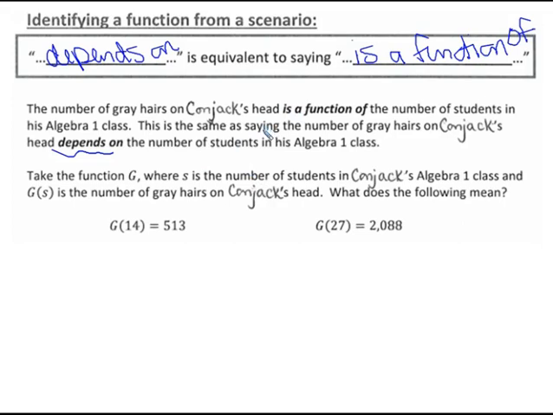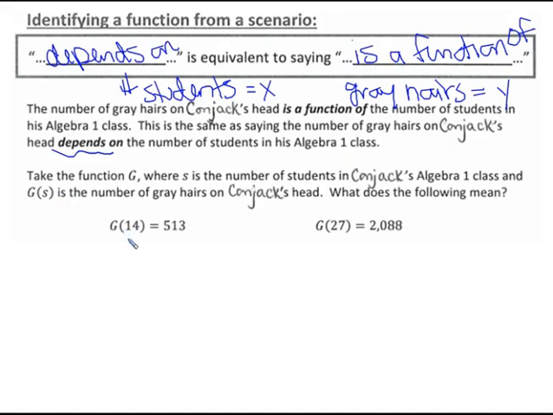So in this scenario, we really have an idea about what is the independent variable and what is the dependent variable. What is the x, what is the y. So if his gray hairs depend on the number of students, then his gray hairs, maybe I'll write that up here, gray hairs is the dependent variable. It depends on it, so in other words, that's your output or your y value, which means the number of students, since that's what it depends on, is your independent variable, or in other words, your x. So you're going to come across these two phrases. It might say depends on, it might say is a function of, but they're interchangeable, okay?